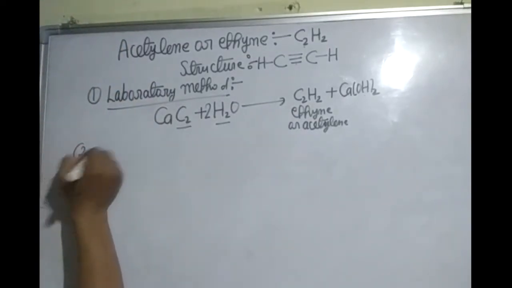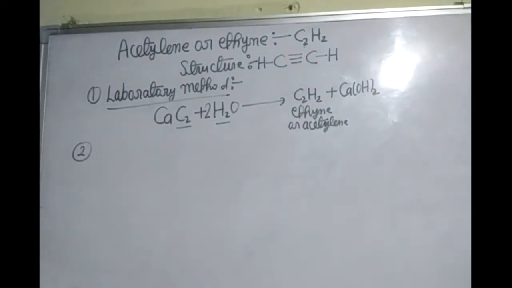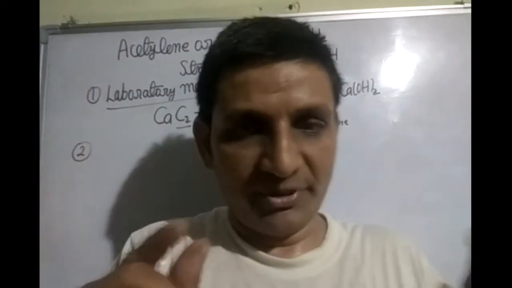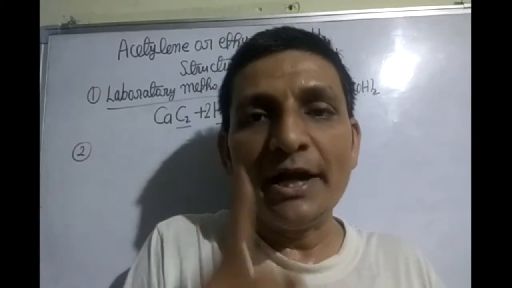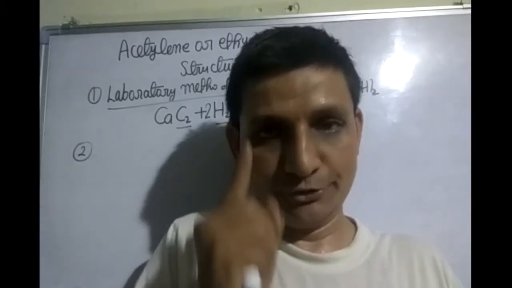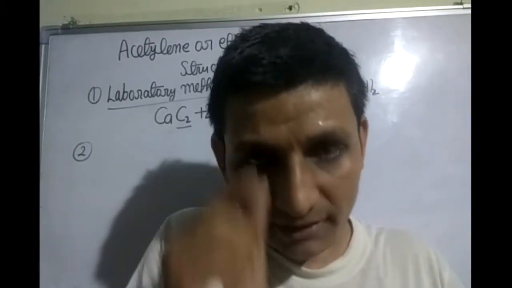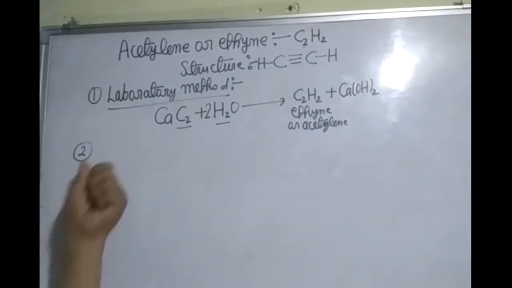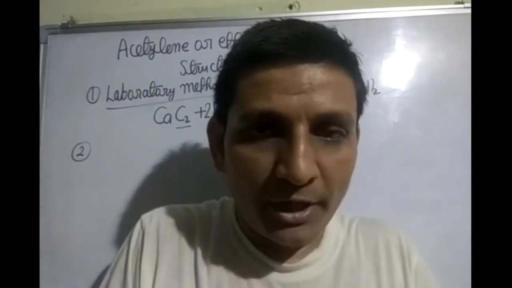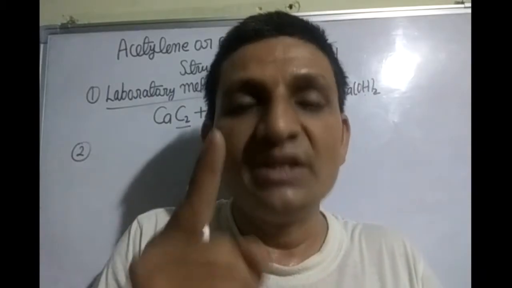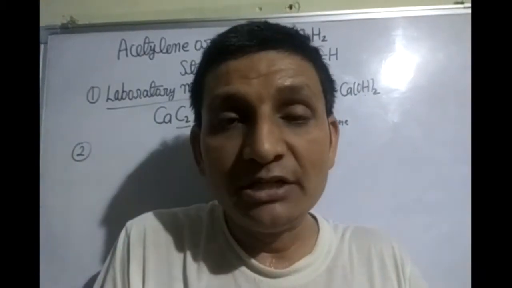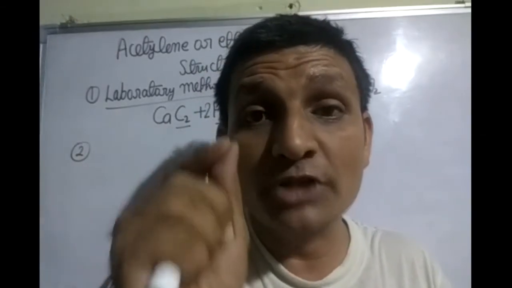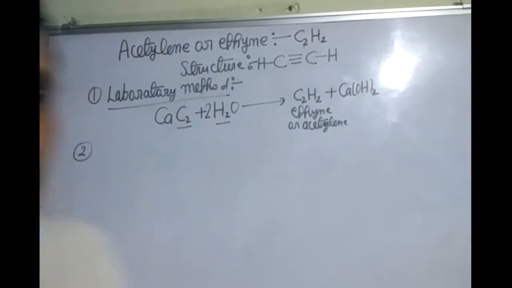Second method of preparation is that 1,2 dibromoethane is boiled with alcoholic potassium hydroxide solution. Then ethine is formed. Listen to me again. 1,2 dibromoethane means the formula is CH2Br-CH2Br, which is boiled with alcoholic potassium hydroxide solution. Then ethine is formed.